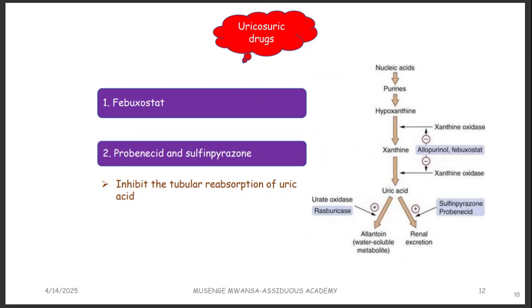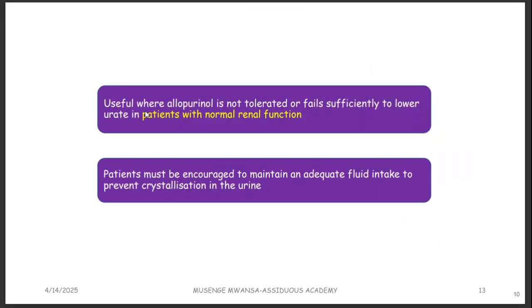You also have uricosuric drugs. Febuxostat does the same function like allopurinol; then probenecid and sulfinpyrazone. These ones inhibit the tubular reabsorption of uric acid so as to promote excretion. And they are useful where allopurinol is not tolerated or fails sufficiently to lower urate, like in patients with normal renal function.